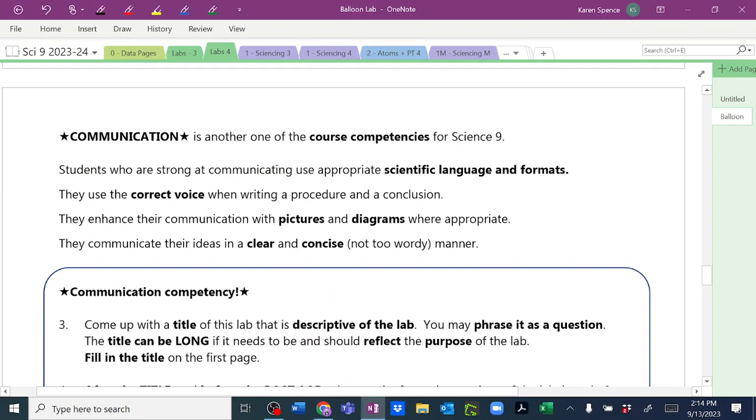Communication is another core competency. You're going to use the correct voice. That means not using I or we. Okay, you're going to enhance your communication with pictures and diagrams, and you're going to be clear and concise, not too wordy.